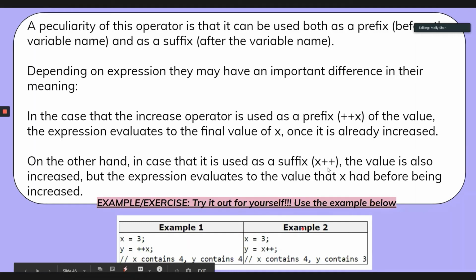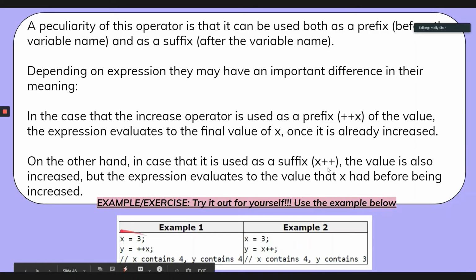While in example 2, what we're saying is that x contains 4. So again, we're still creating the operation, but the operation happens at the end. So even before we increment x to 4, we first set y equal to x. So y first equals x to make it contain 3, and then x gets incremented to become 4.